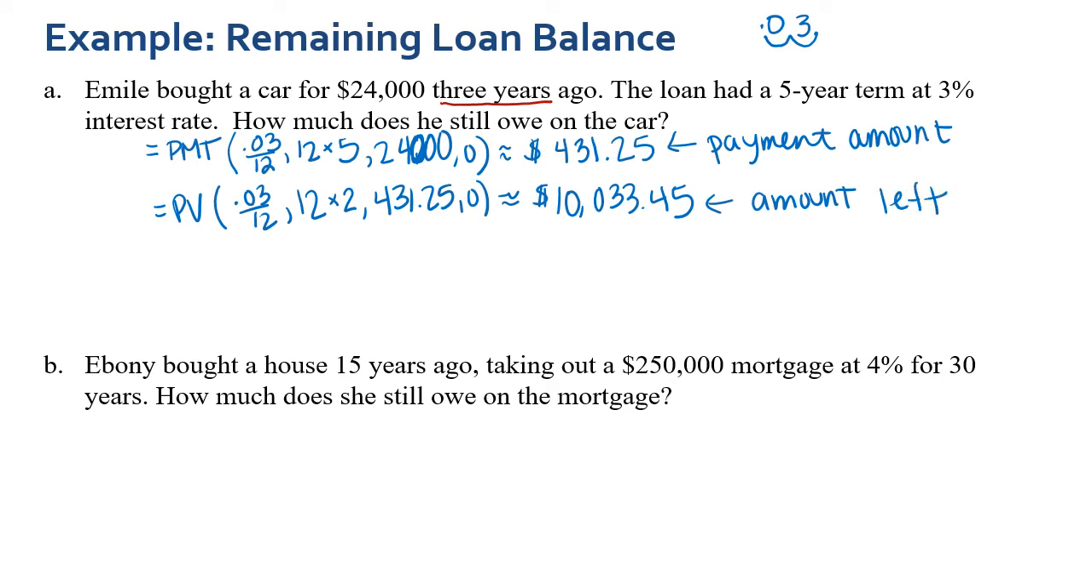Ebony bought a house 15 years ago, taking out a $250,000 mortgage at 4% for 30 years. How much does she still owe on the mortgage? Let's first figure out what her monthly payment would be. So equals PMT. Interest is 4%, so 0.04 divided by 12, because again, we're always going to assume that there are monthly payments unless stated otherwise. 12 times the number of years, so her mortgage was set up for 30 years. And then the total amount was $250,000. And then we'll put in 0.